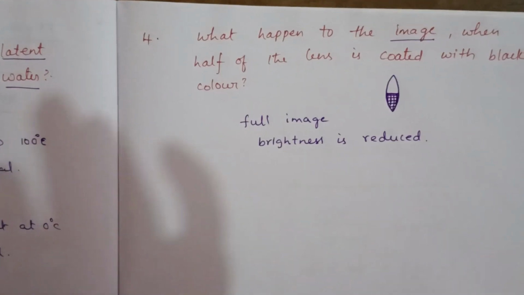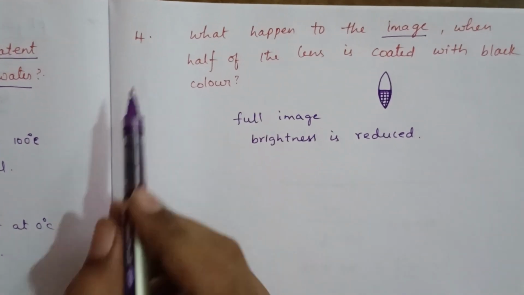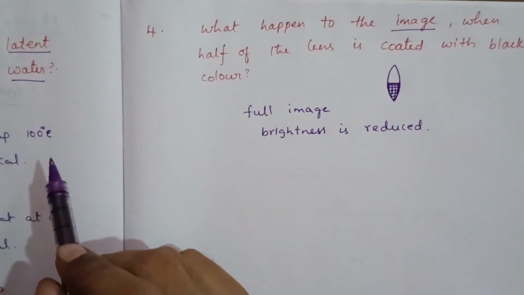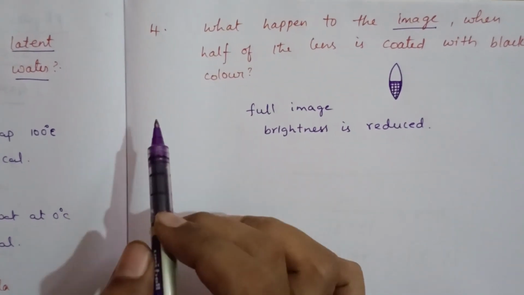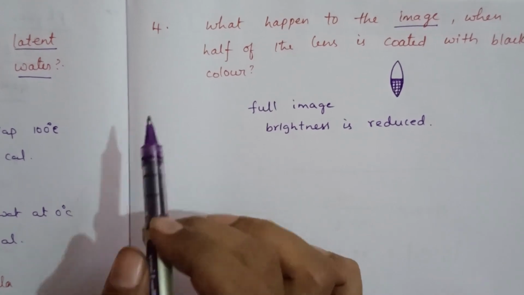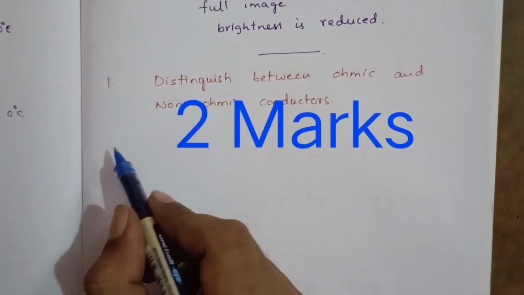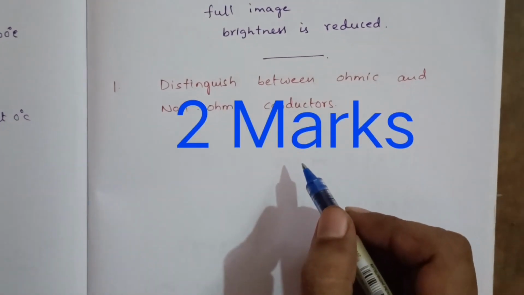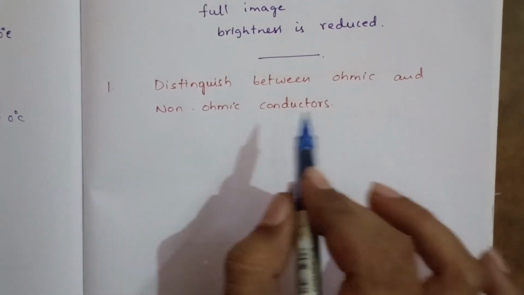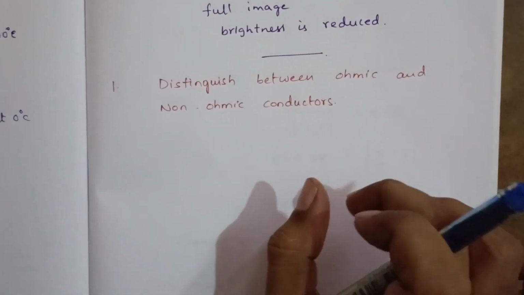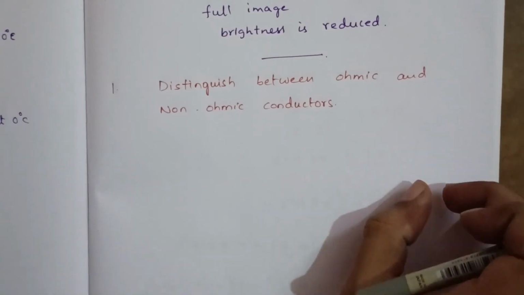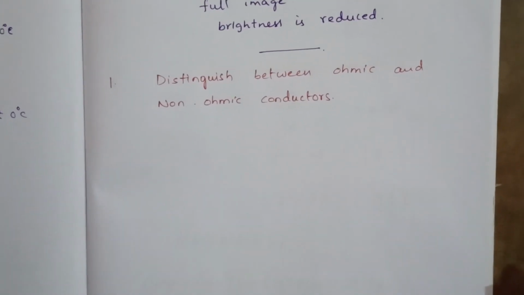Okay, these are the 4 questions for 1 mark. 4 questions, total 8 questions, in that 4 are physics. Remember this, in this class we will only discuss physics. Next, 2 mark questions. In 2 mark questions, generally we will have 3 questions, either 1 physics and 2 chemistry, or 2 physics and 1 chemistry. Now we will discuss the 2 physics.